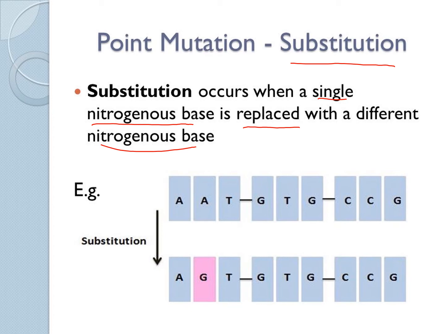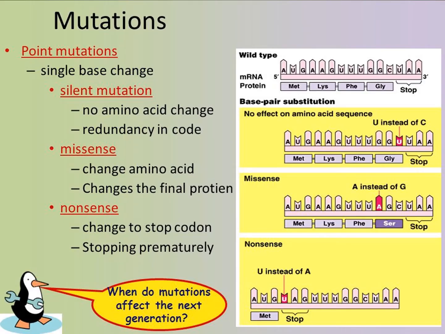So that's what happened basically for sickle cell, that one letter change. So as you see here, this was the strand, but now look what changed. So this obviously is going to make something happen. Now the thing about point mutations, you have a silent mutation, you have a missense, and a nonsense. Silent means that no amino acid change, redundancy in code.